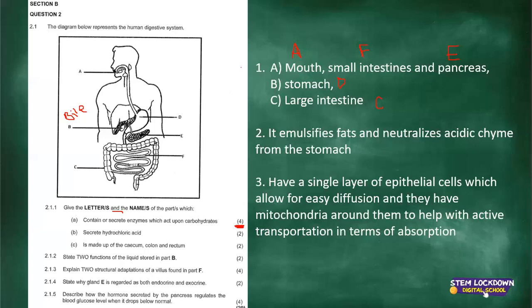I told you gland E. Why is it regarded as endocrine and also as exocrine? I told you gland E is the pancreas. So what differentiates the endocrine and exocrine? This is an area that goes into the main characteristics, transportation of the secretion.